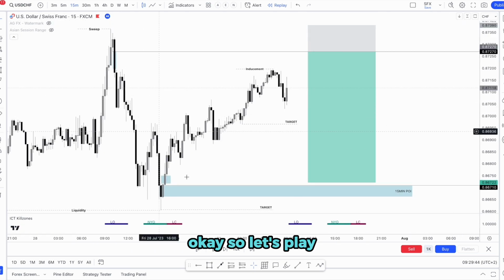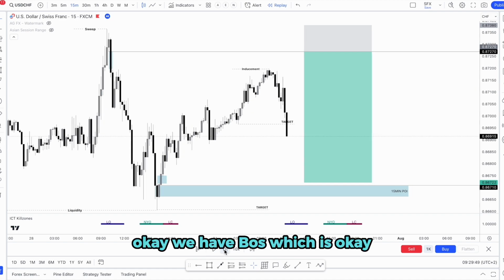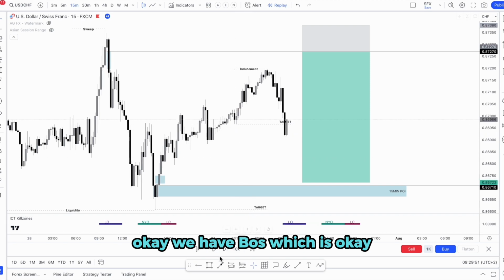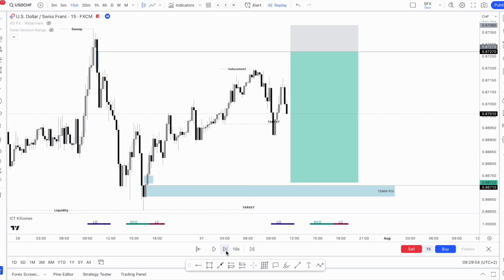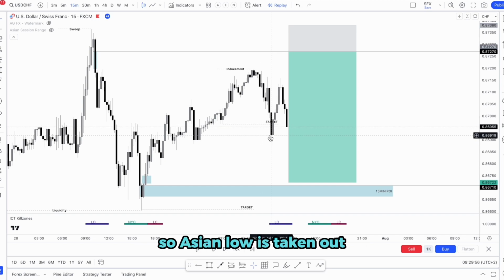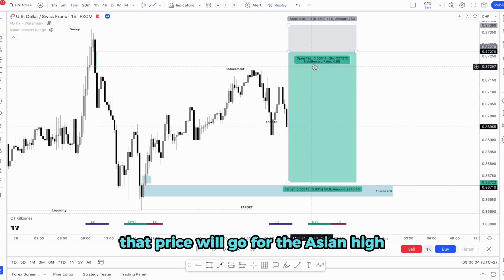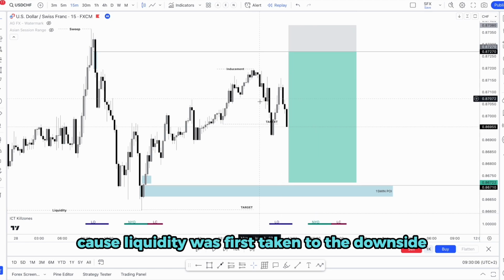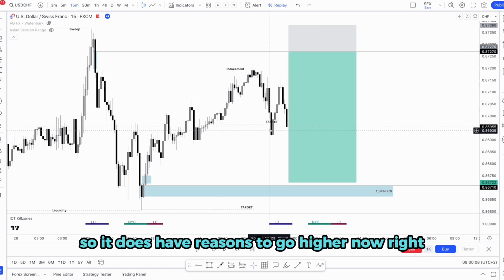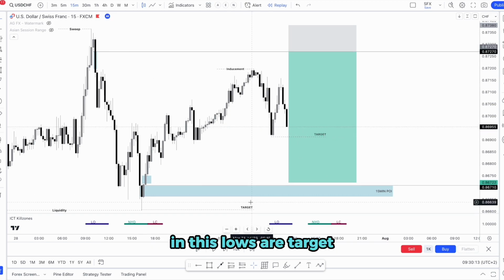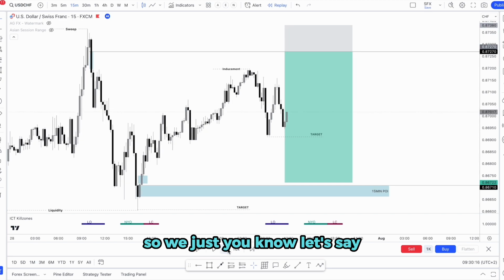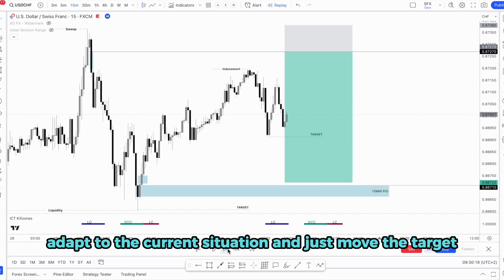Okay, so let's hit play. We have BOS, which is okay. Now liquidity to the downside. So Asian low is taken out, right? Fine. Why? Because now I know that price will go for the Asian high, because liquidity was first taken to the downside. So it does have reasons to go higher now, right? And this lows our target. So let's say we adapt to the current situation and just move the target.